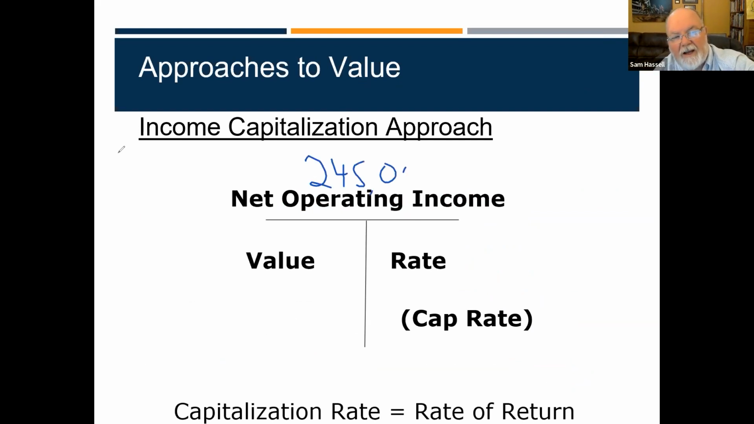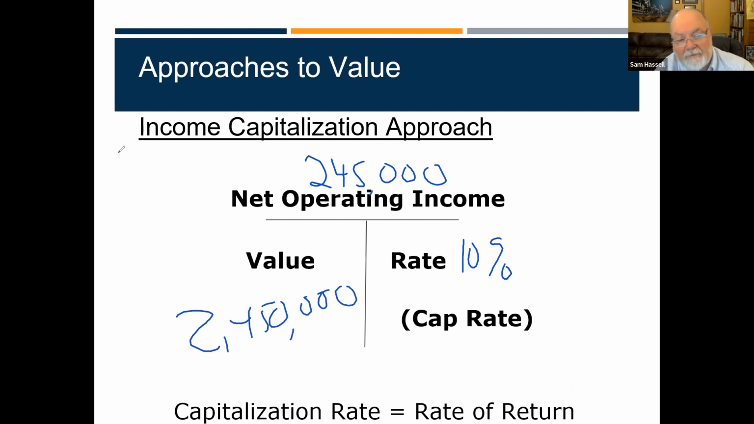$245,000 worth of net income, and I'm the owner, and I want to make sure I work on a 10% return, that means my building would be worth $2,450,000, my business. Because why? I just divided this 245 by 10%. Yes, net operating income is per year. Gross is per year. It's not monthly. That is per year.